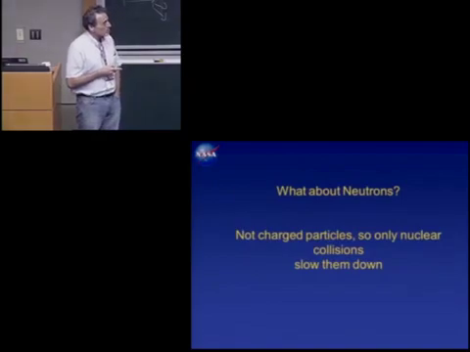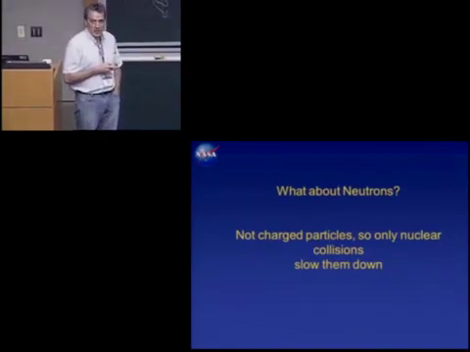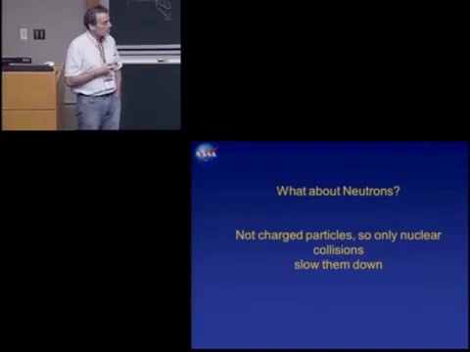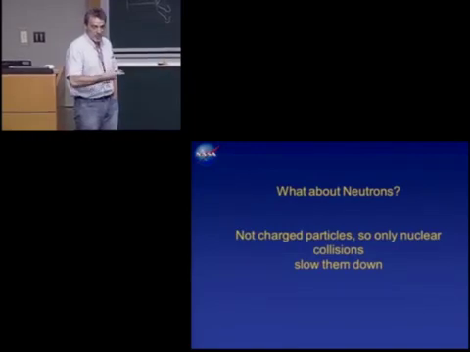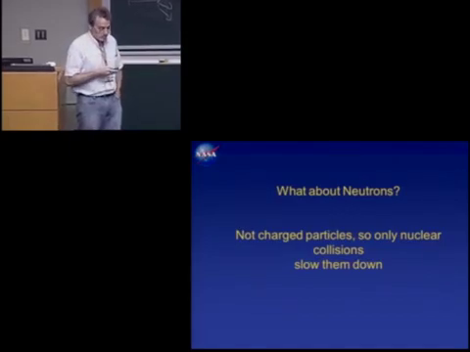Okay, so what about neutrons? They're not charged particles, so how do you slow them down and stop them? The only way is through nuclear collisions. They suffer elastic collisions and then nuclear reactions where they produce different particles, and when they do that, they give up energy, and that's the only way you slow them down. So when you talk about the range of neutrons, they're going to travel very far compared to a charged particle, because they don't have that charge to have the dE/dx to slow them down.